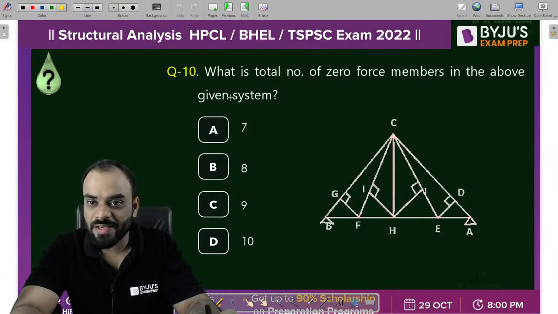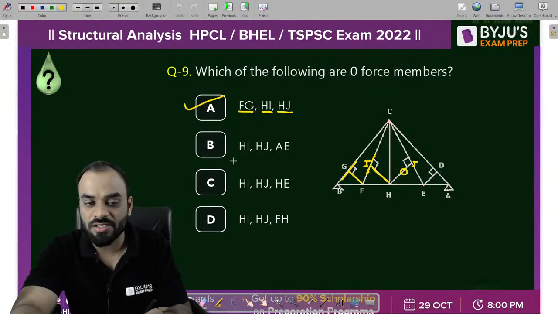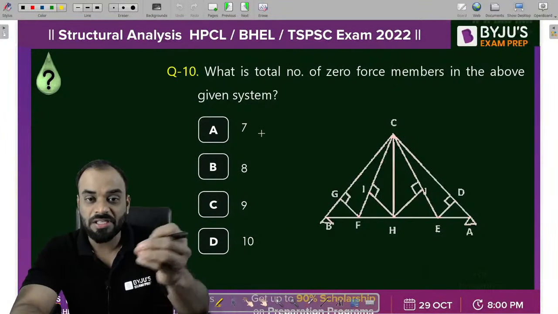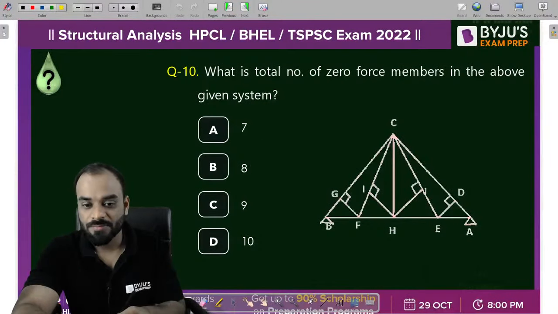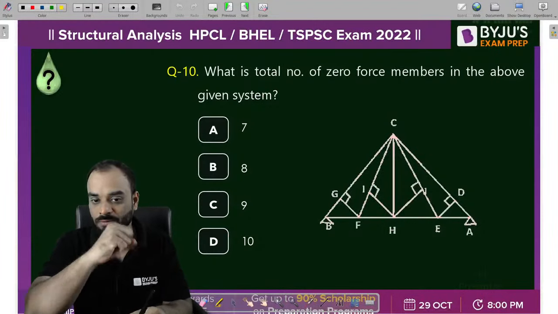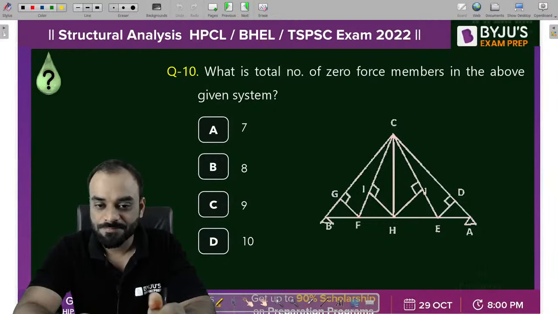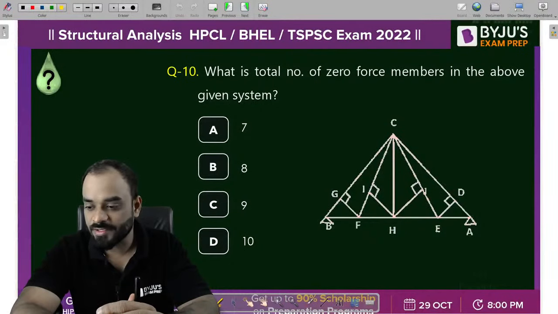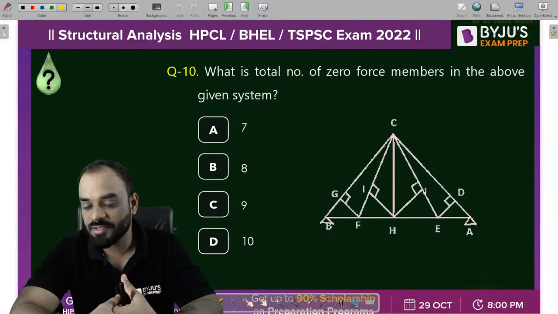Now tell me, guys, the next question in front of you. The same question is there. The figure is the same. In the previous case, you just had to tell me which option has zero force members. But now you have to tell me how many zero force members there are. Total number of zero force members. Tell me, guys, what will be the answer? What is the total number of zero force members in the above given system?